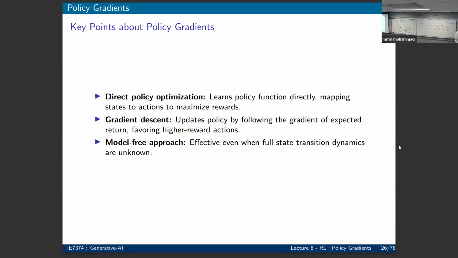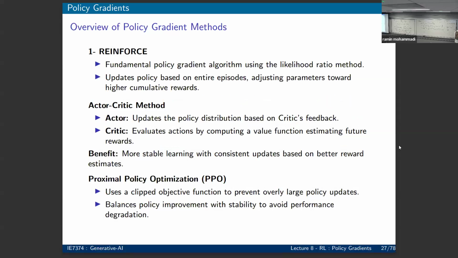Some key points again: we do direct policy optimization, we use gradient descent, and it's a model-free approach. Now, there are three types of algorithms that we're going to review. I think it should technically be four, but I have three written here. One of them is the REINFORCE algorithm. The other one is the actor-critic method, and the other one is PPO and TRPO, which is the trust region policy technique also.